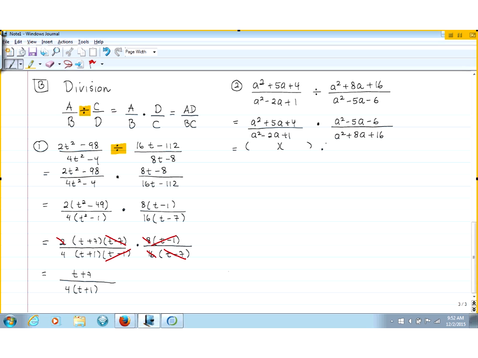So factor out the top one. I think you can do it, right? So let's see, what is this? A plus 4, a plus 1, a plus 1, divided by a minus 6, a plus 4, a plus 4, a plus 1. All right.